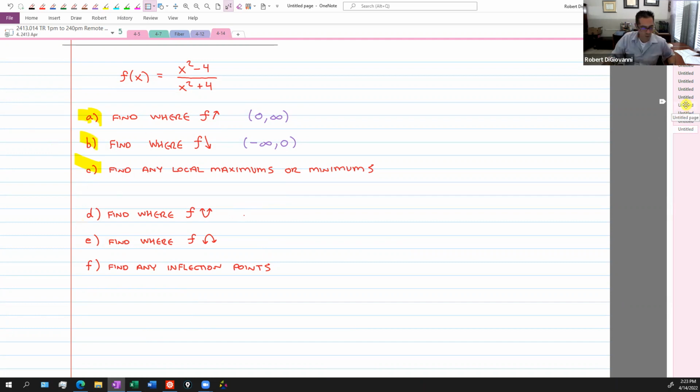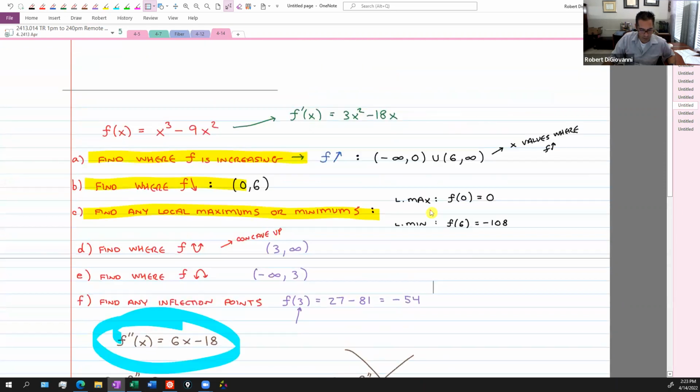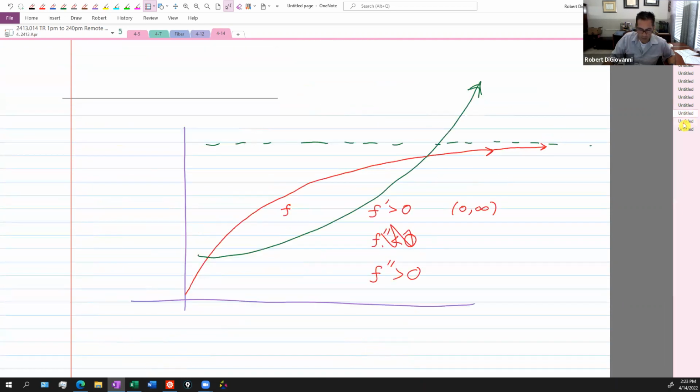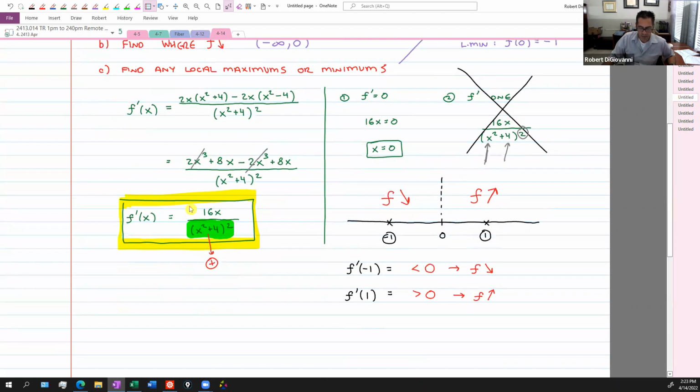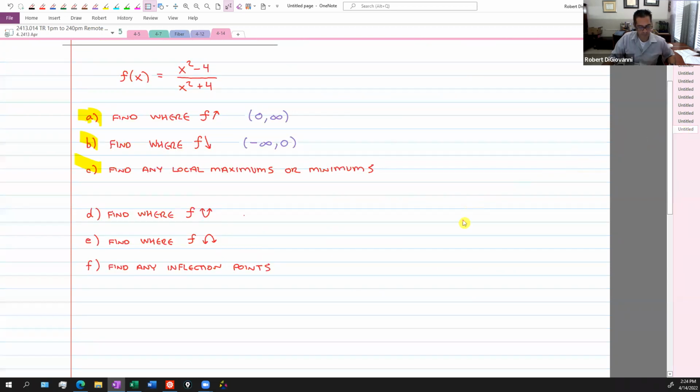So let me go back to the work. We took the derivative, didn't we? At some point we did. Where is the derivative? There it is. Okay, we had taken the derivative, here it was, right? 16x over x squared plus 4 squared. That was our first derivative. So as a reminder, our first derivative over here on the side was 16x over x squared plus 4 quantity squared.